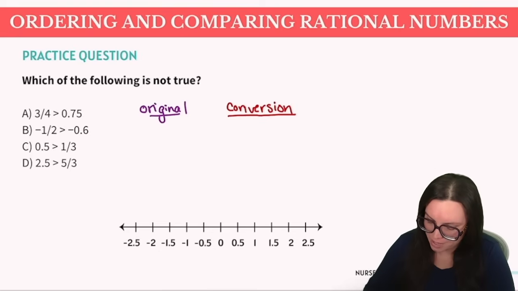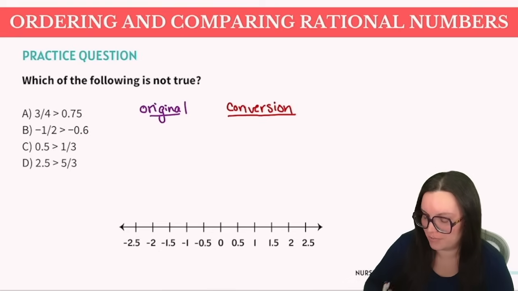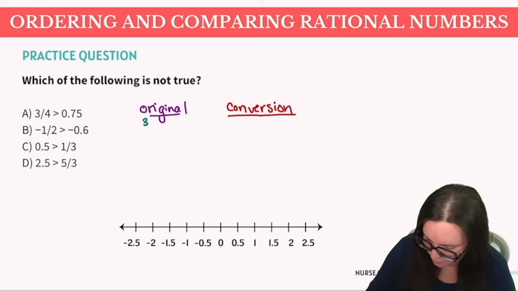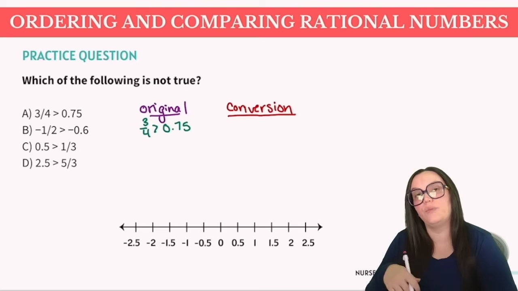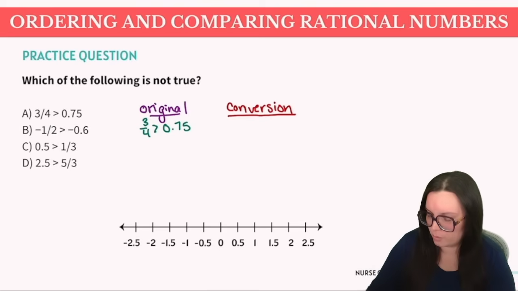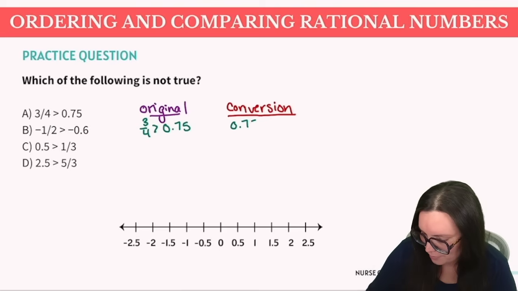So our question states, which of the following is not true? So we're looking for the one that's not true. So we're going to break each one of these down. So we have 3/4 is greater than 0.75. Well, if we convert 3/4 to a decimal, that gives us 0.75.